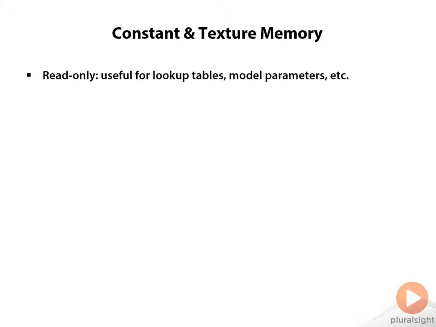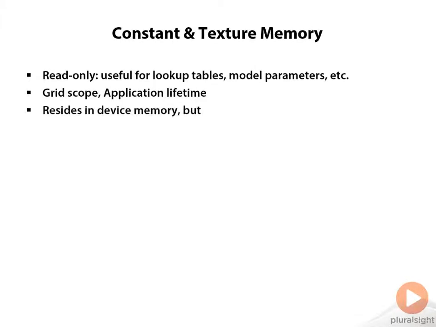As you may have guessed, constant memory is memory that will not change over the course of kernel execution, and as a result, it's very useful for things like lookup tables or fixed parameters that you need to pass into some models, so data that will not change. And it also has grid scope and application lifetime, and it also resides in device memory.